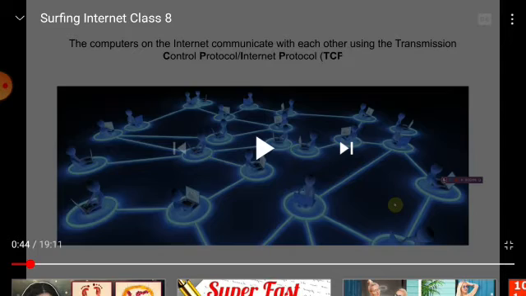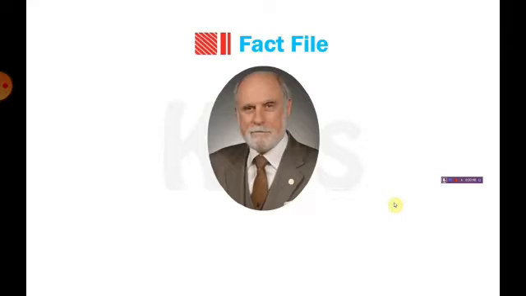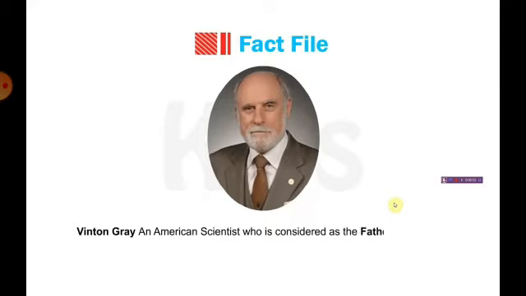So, the internet is a worldwide, publicly accessible network. Anyone can access it around the world. And we do not know the exact number of computers which are connected in this network. Or IP. Who is he? He is Winton Gray, an American scientist who is considered as the father of internet.